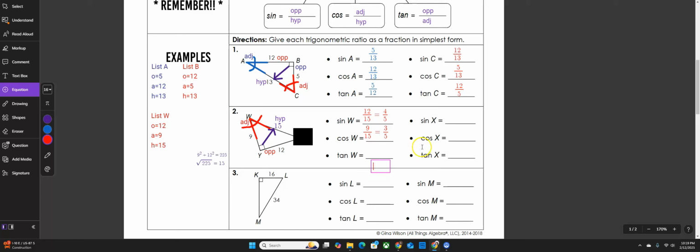And finally, the tangent of angle W. And that's going to be our opposite side over our adjacent side, which is 12 over 9. Again, both divisible by 3. So this is going to be 4 over 3.